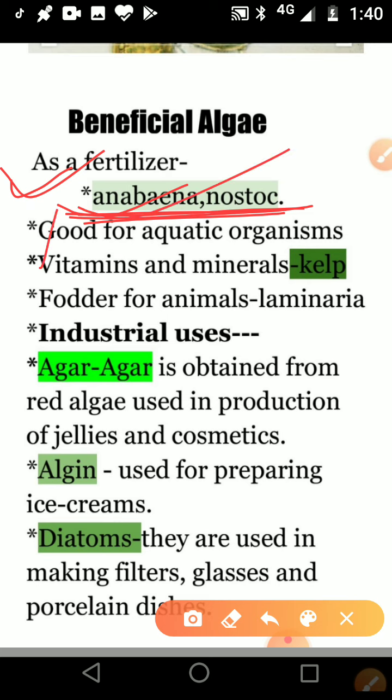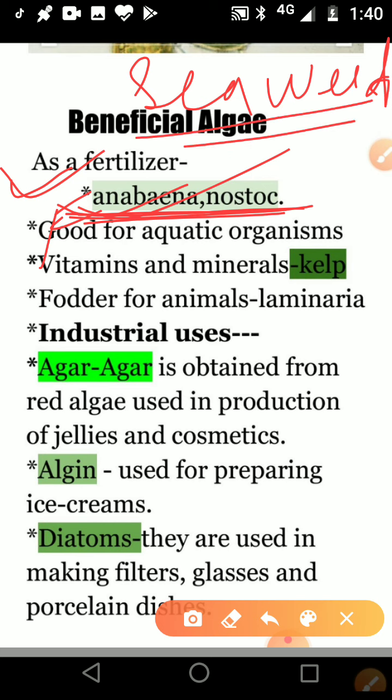They are food for aquatic organisms. I told you about seaweeds. These seaweeds are food items for aquatic organisms, because in the water bodies there are other multicellular organisms present, and these algae or seaweeds are food for the aquatic organisms. Why are they food for them? Because these algae contain lots of nutrients and minerals. That means they are rich in vitamins and minerals, like phosphate and protein. They are rich in protein.